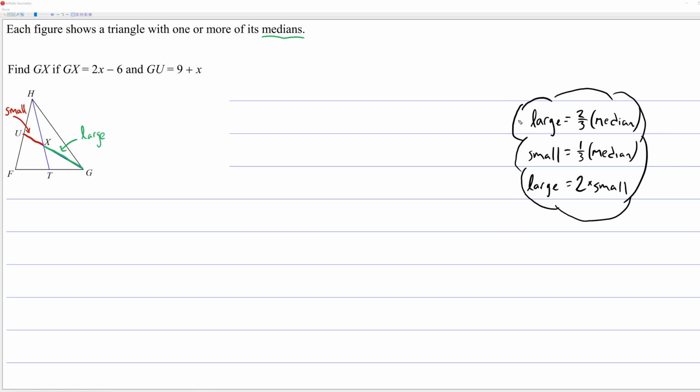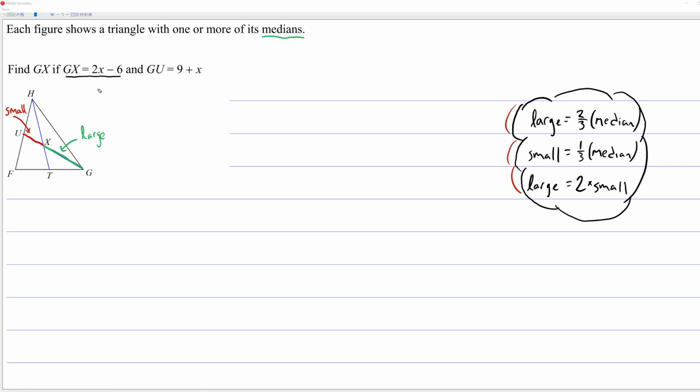Now, I've already written this over here on the right side of the screen. When you have more than one median and they intersect each other, the relationship between the parts is given in this bubble. So the larger portion of the median is 2/3 of the entire median. The smaller portion of the median is 1/3 of the entire median. And then if you look at these two equations at the top, since 2/3 is double 1/3, what that means is the large part is 2 times the smaller part. So it's double.